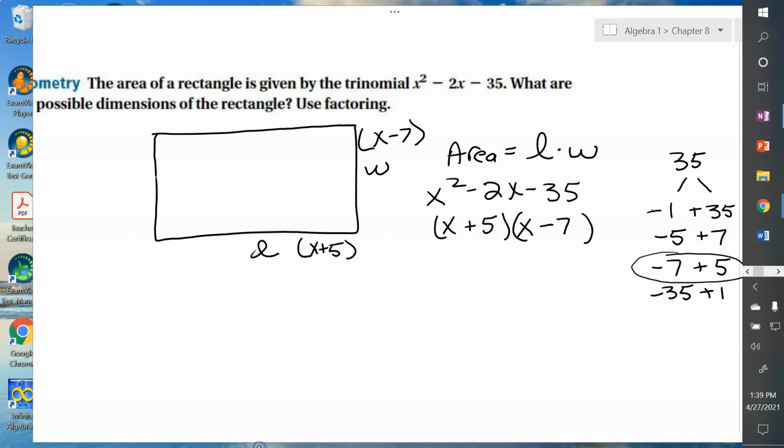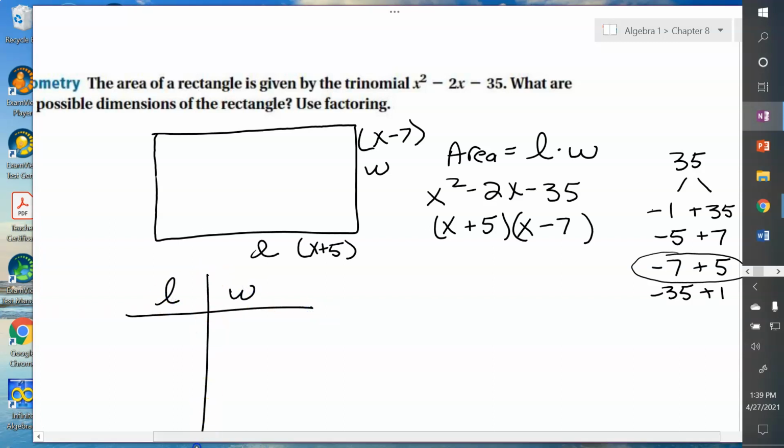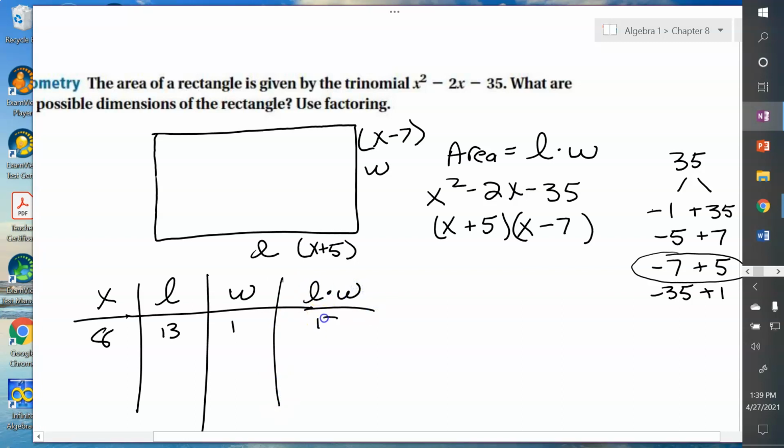So let's do this. So length is going to be here. Width is going to be here. Just to give some possible ones, let's use 8 for x. So if I use 8, my length is going to be 13, and my width is going to be 1. So my area, length times width, is 1 times 13. That equals 13.